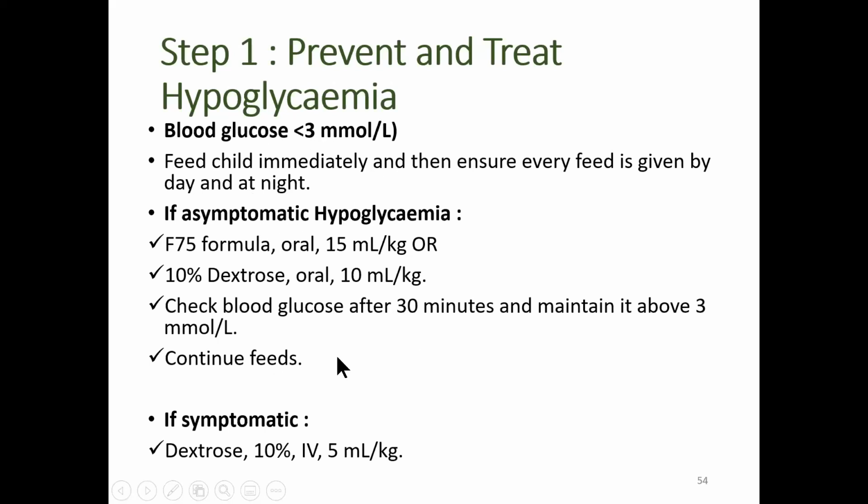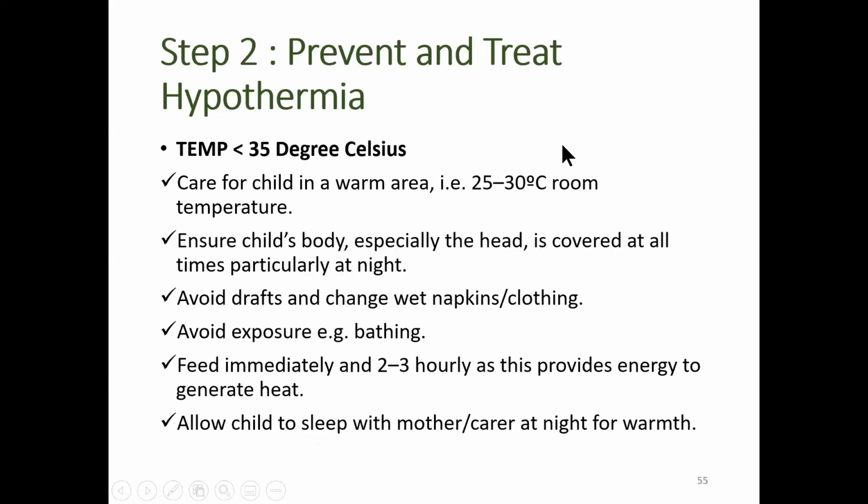For those who have asymptomatic hypoglycemia, you can even give them the F75 formula. And you can give them oral 10% dextrose, and check the glucose after 30 minutes, make sure you maintain that glucose above 3, and you continue feeding. For those who are symptomatic, you must give them IV 10% dextrose. We have Neolyte, you can use that. If in the place where you are you only have 50% dextrose, you divide that by 4. For example, if you have 25 mils of 50%, you mix it with 75 mils of sterile water. That will also give you 10% dextrose. So this one you must really manage correctly.